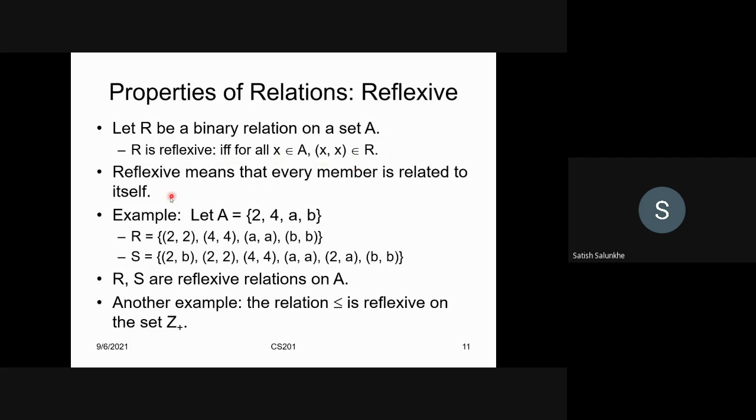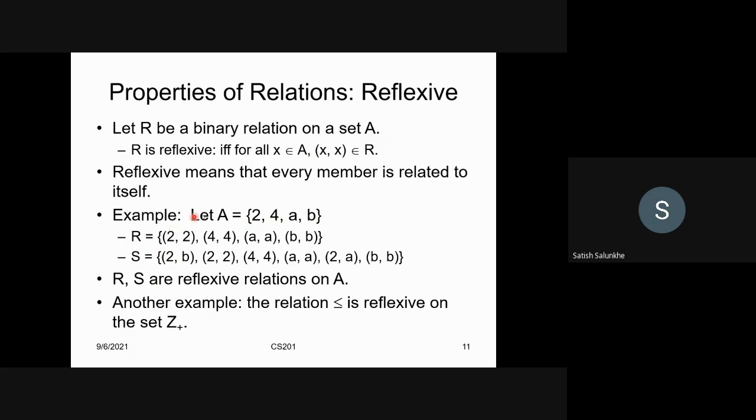So for example, let us say your set A is this. These are the two relations. Relation R is given like this. Relation S is given like this. You can see both R and S are reflexive, because for every element x belonging to A, if I take all the elements, (2, 2), (4, 4), (a, a), (b, b), all these elements belong to the relation. So all the relations are reflexive.